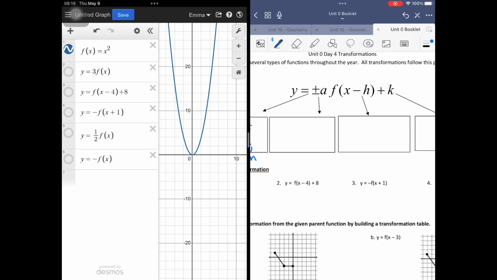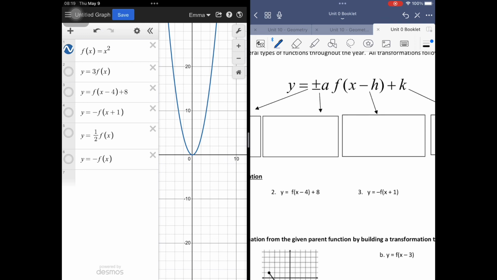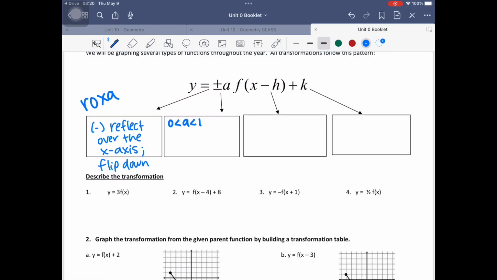Now we're going to come over and look at our a value. If the a is in between 0 and 1, so in this case a fraction, it is going to become wider, or it's going to flatten. The other thing that we need to keep in mind is if our a value is bigger than 1, that means it is going to get skinnier, or it's going to stretch. Either of them are fine.